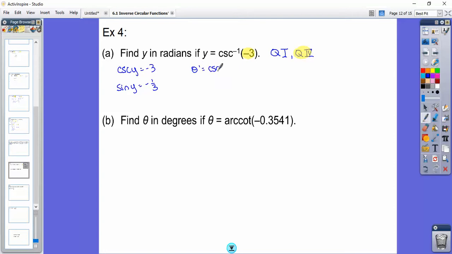To get our reference angle, I want you to do cosecant inverse of +3. Now, we don't have a cosecant inverse button, so remember these were the ones that we had to think about a little bit more. We need to treat it as a sine, so we are going to do sine inverse of a +1/3. So you hit second sine 1/3.